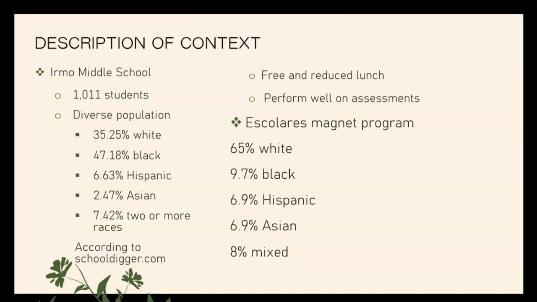Description of context. My project took place at Irmo Middle School, where there are 1,011 students. It is a diverse population with 35% white, 47% black, 6% Hispanic, 2% Asian, and 7% two or more races. All students get free lunch, and all performed well on assessments compared to those of the state. Within the school, there is a group of gifted and talented students called the Escalaris Magnet Program. In this program, of the 7th graders that I was able to get information on, 65% were white, 9.7% black, 6.2% Hispanic, 6.9% Asian, and 8% mixed.